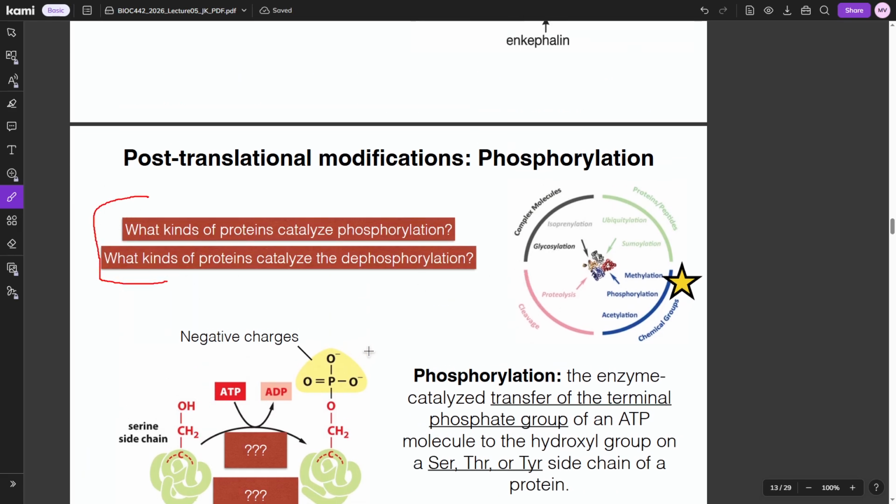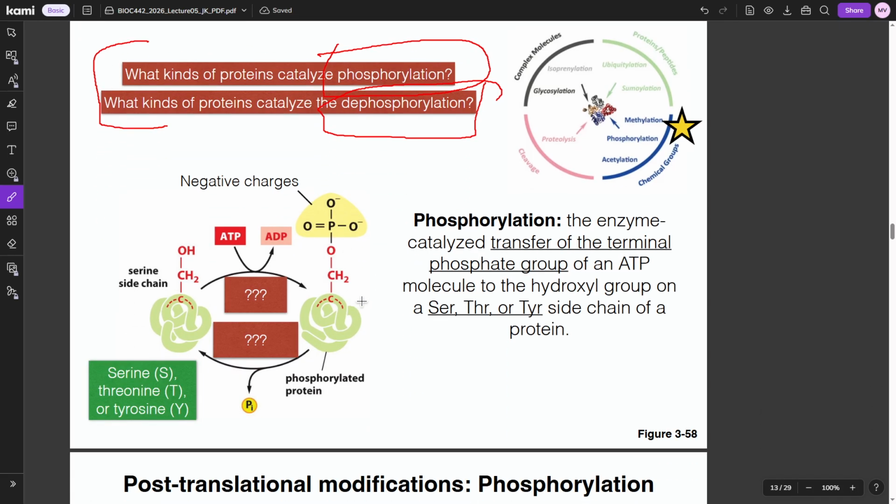Okay, well, guys, I sure hope you know what this is at this point. What enzymes catalyze phosphorylation? Kinases. Which ones catalyze dephosphorylation? Phosphatases. So, what is this enzyme? That's a kinase. What is this enzyme? It's a phosphatase. And remember, phosphorylations can only occur at these three amino acids: serine, threonine, tyrosine.